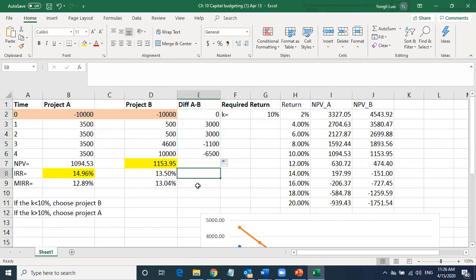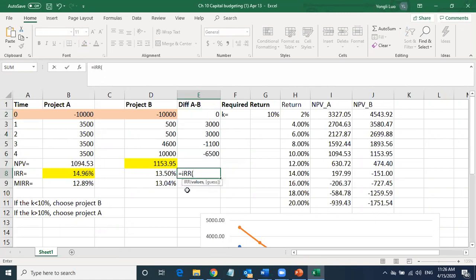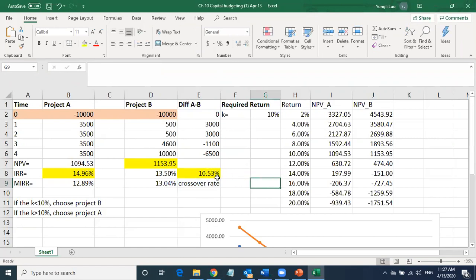And then you calculate the internal rate of return, using the IRR function, and you select all those data. So you generate the internal rate of return, and click on enter. You can see it is 11%. You need to add 2 decimals. So that's the cross point. This is the crossover rate. The crossover rate is 10.53%.